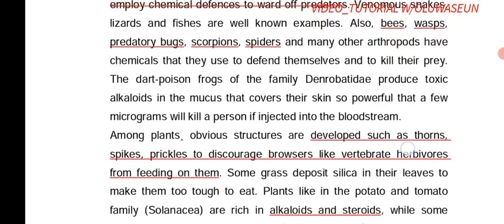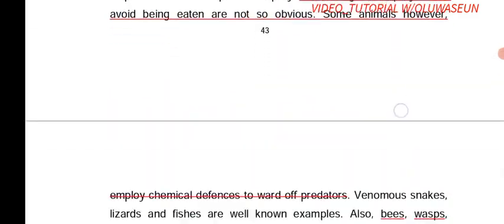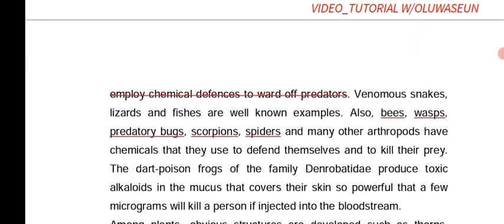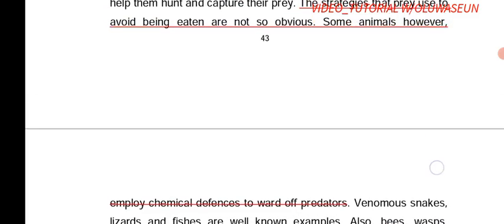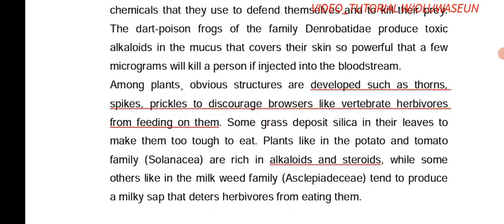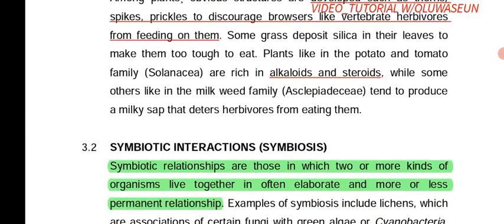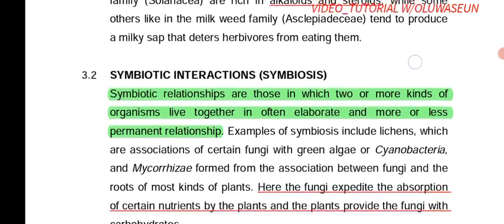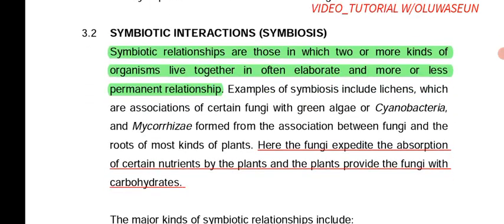So you have seen some of the strategies that prey use to ward off predators. As far as animals are concerned, they use chemical defense. When we are talking of plants, they use thorns, spikes, and prickles to discourage browsers like vertebrates from eating them, and also the production of alkaloids and steroids, as well as milky sap, to deter herbivores. So that's about that. Now let's move on to symbiotic interactions.